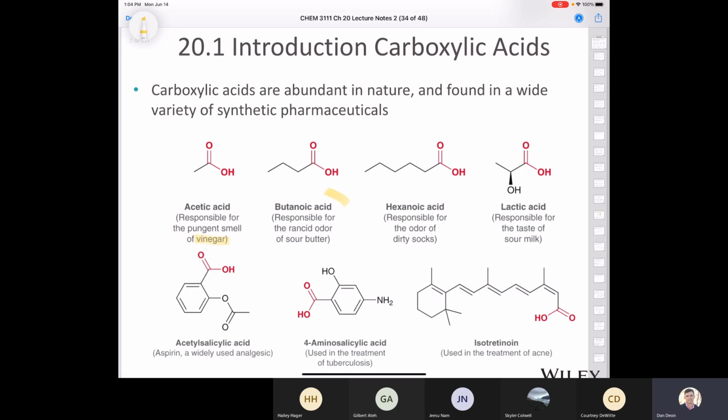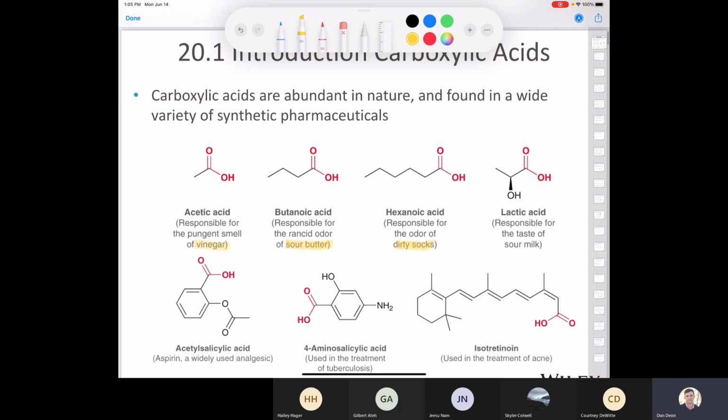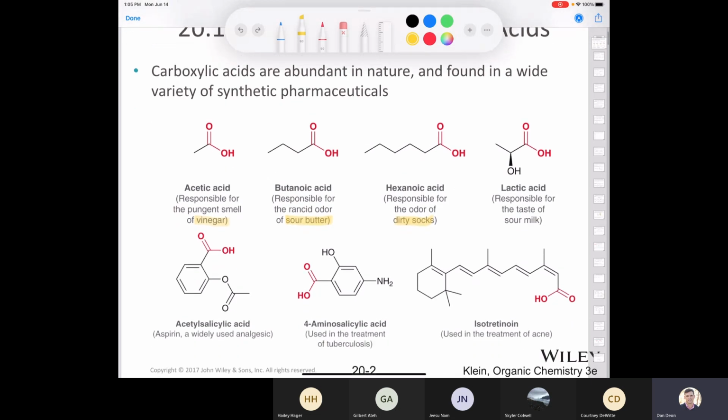What else? Butanoic acid. If you've ever smelled, it says here, the rancid odor of sour butter, and I don't mean to be harsh or anything, but it's actually the smell of vomit. If you've ever smelled vomit, and I'm going to assume that you all have at some point, but sour butter, that's butanoic acid. Dirty socks, hexanoic acid. You're like, well, this chapter is really a good one. Lactic acid. If you've ever tasted sour milk before, it's because of the buildup of lactic acid in your milk, where it starts to decompose or rot.